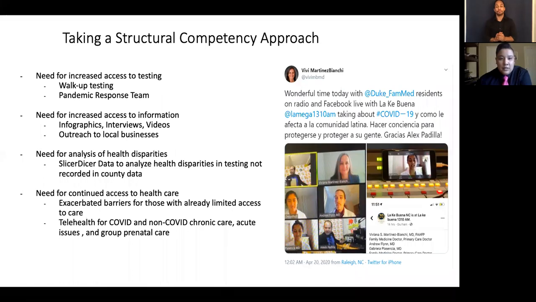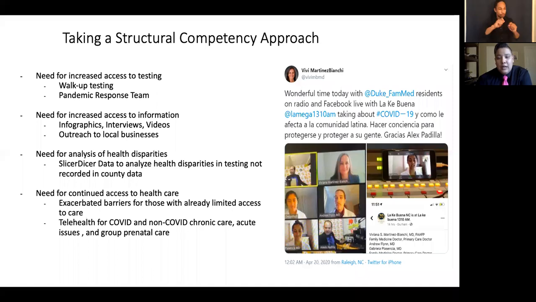Access to information was another need that was identified within our community coalition, particularly for Spanish-speaking and Haitian Creole-speaking communities. So we've been working within a large Durham community coalition of over 50 organizations to create infographics with information about COVID. We've been doing interviews with local radio stations and on different social media platforms. And we've also created videos with information about how people can protect themselves and their families. And some of these videos are currently running within factory sites across North Carolina.